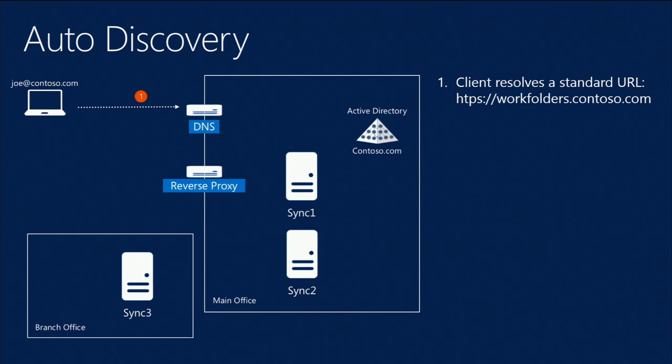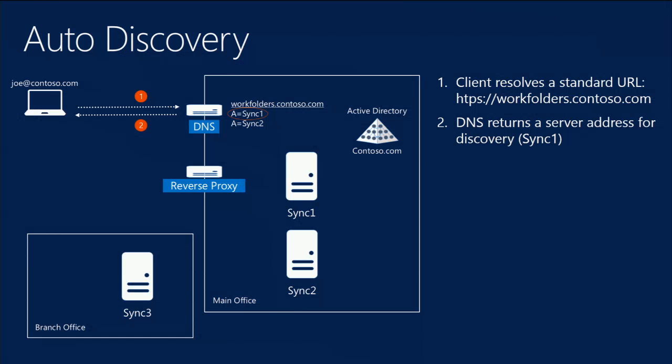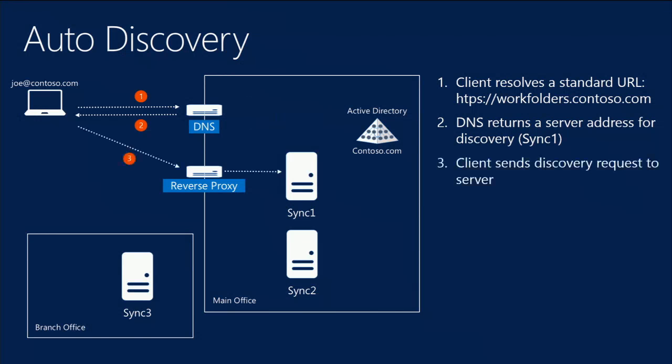The device connects over that URL. Tries to find out which server it is. And DNS can respond with one or more sync servers in the environment. In this case, I have Sync 1 and 2 in headquarters, Sync 3 in a branch office, and we've decided to publish only the addresses for Sync 1 and Sync 2 in DNS, and we're using round-robin DNS to help load balance the discovery requests. In our example, Sync 1 is returned. The client then sends the discovery request to the server through the reverse proxy.